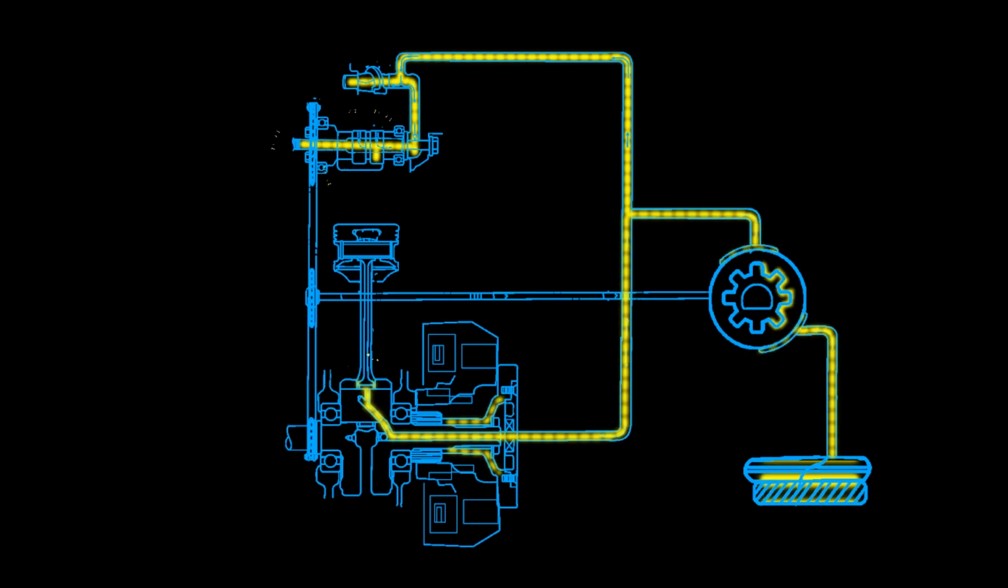The oil is then returned to the crankcase oil sump for recirculation. In this way, oil is circulated inside the engine to lubricate the various parts.